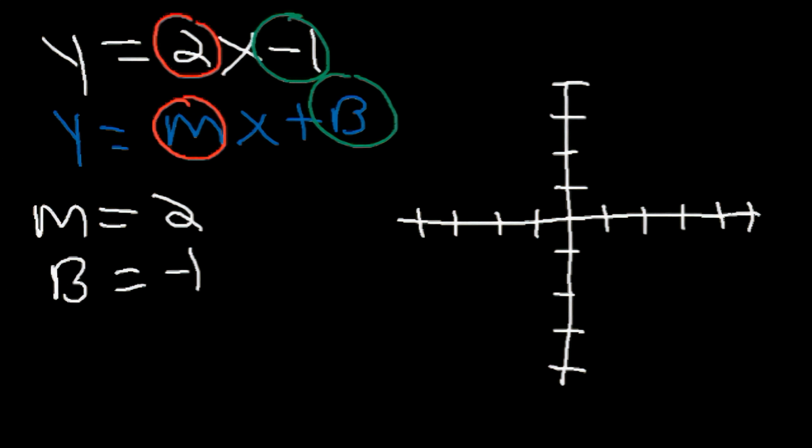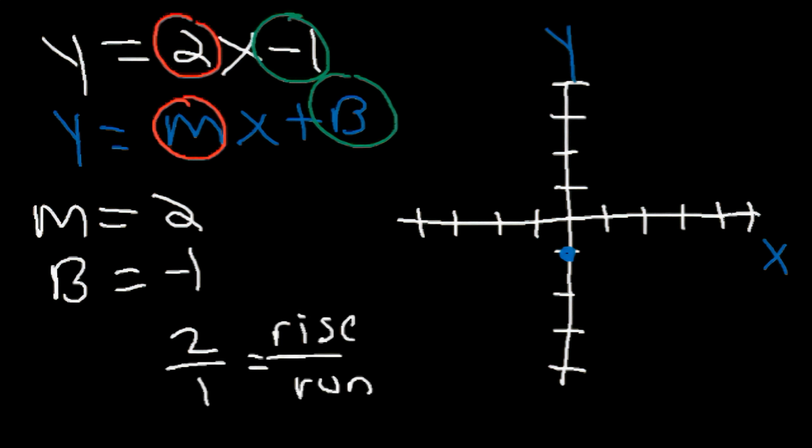So the first thing we should do is plot the y-intercept, which is negative 1 on the y-axis. So this is the y-axis, this is the x-axis. Next, we can use the slope to find the next point. We said the slope is 2, or 2 over 1, which is rise over run. So we need to rise 2 units up, and then travel or run 1 unit to the right. So therefore, the next point is going to be at 1, 1.